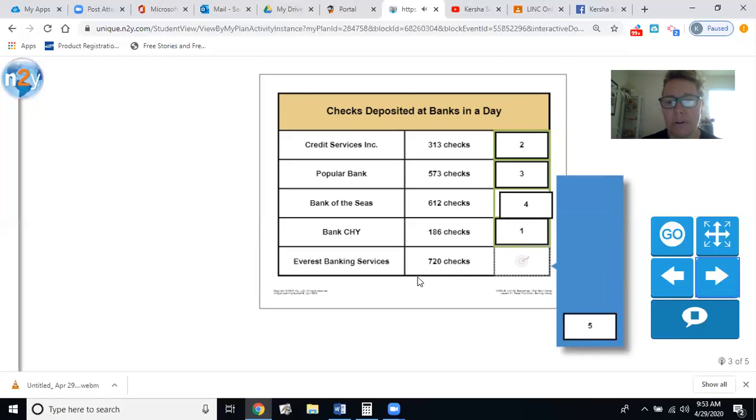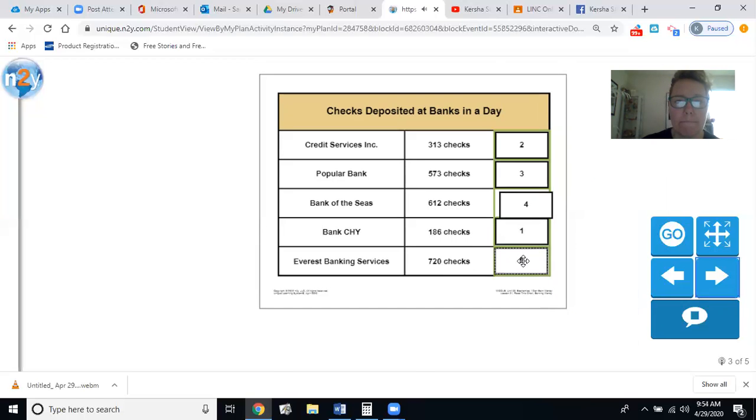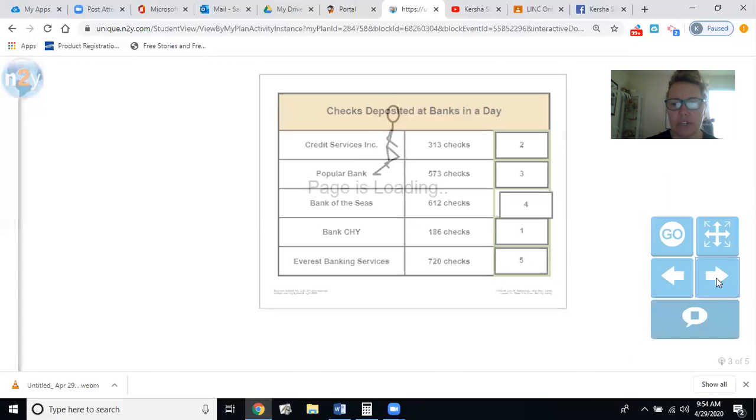And then 700, that's the most amount of deposited checks. So we'll put that one as last because 186, that's the least amount of checks. 720, that is the most amount of checks.